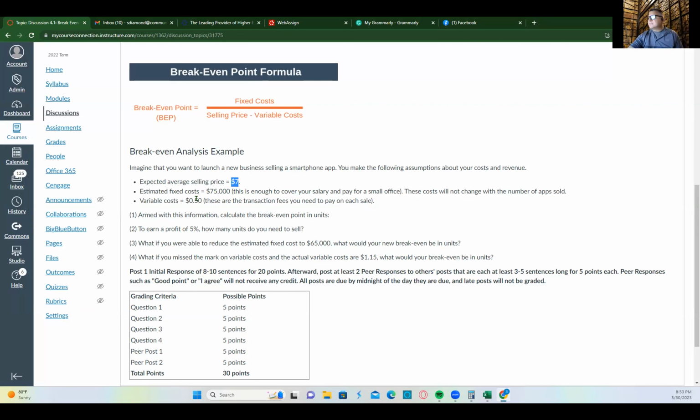Your variable cost would be 50 cents. And that's going to be per unit. Okay. So to earn a profit of 5%, how many units do you need to sell? And then what if you were able to reduce the estimated fixed cost to 65,000? What would your new break even be in units? In units.